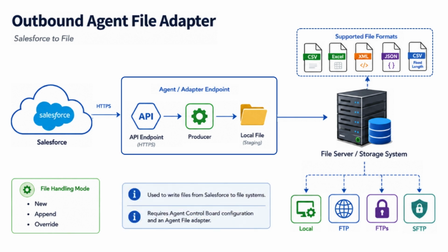So, in simple words, Salesforce sends data to the agent. The agent converts the data into a file, and then writes that file to a local folder, FTP, FTPs, or SFTP storage system. This outbound flow is mainly used when we want to export data from Salesforce and deliver it as a file to another file system or storage location.